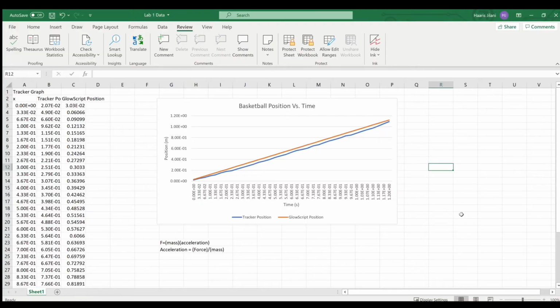And finally, here's an Excel page which has both data sets graphed against each other. To the left, you can see the raw data, and to the right, you can see the two lines graphed on the same graph. There are some very slight deviations between the Tracker position and the GlowScript position. They both have a very similar slope, but the Tracker values are slightly less than the GlowScript values. Again, this can likely be attributed to human error, and we can see that the actual velocity of each is still more or less the same. The lines have almost the exact same slope.